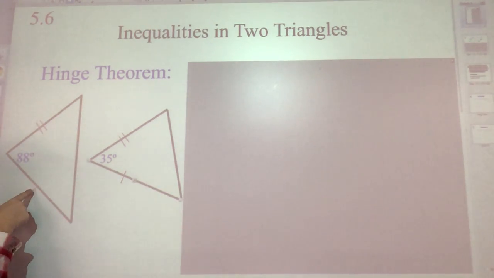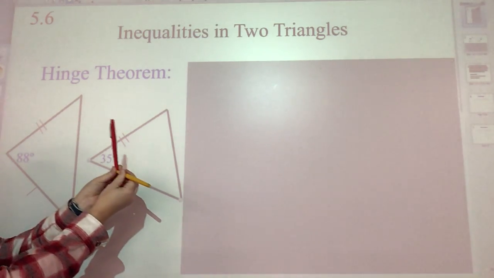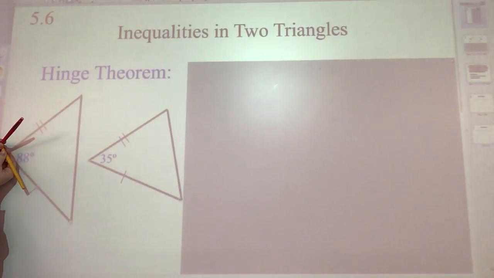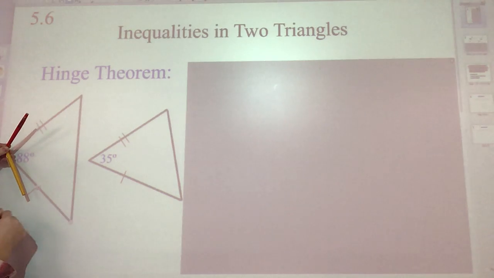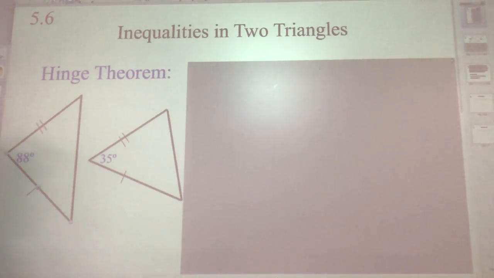See the tick marks here. You've got a single tick and a single tick, double tick and double tick. So I'm going to use the same pens for both of these. If those are congruent to the other triangle, the bigger the angle is, the bigger the side is across from it. The smaller the angle is, the smaller the side is across from it.